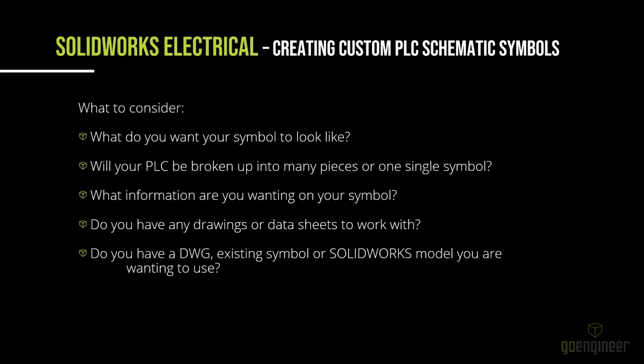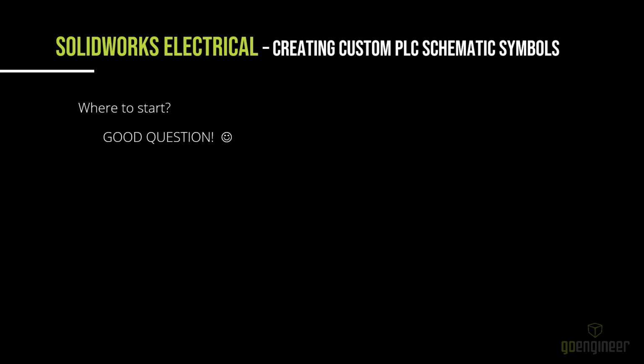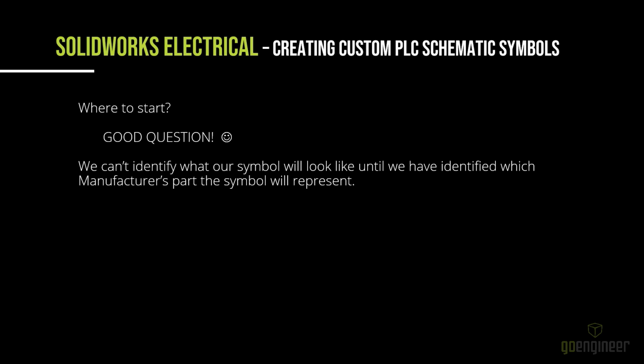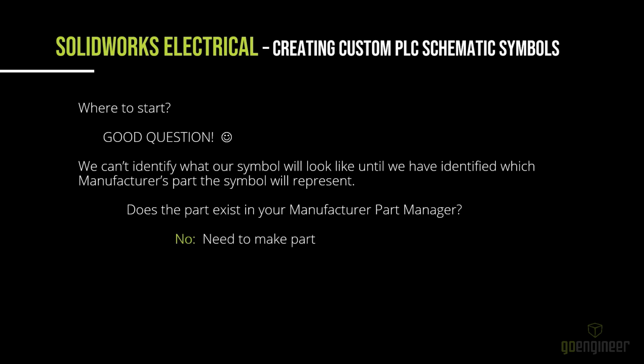In this webinar, I'm going to show you, even if you're not familiar with SOLIDWORKS, how to get that schematic symbol. So where do we start? Well, that's a great question. We can't identify what our symbol is going to look like until we've identified what manufacturer's part it is going to represent. So, does your part exist in the manufacturer's library? If no, we need to make one. Otherwise, we can say yes and continue on to the next step. We will go ahead with the no and make a part.